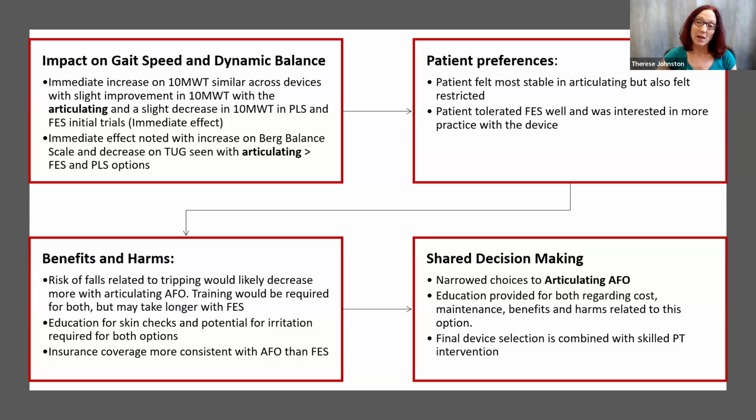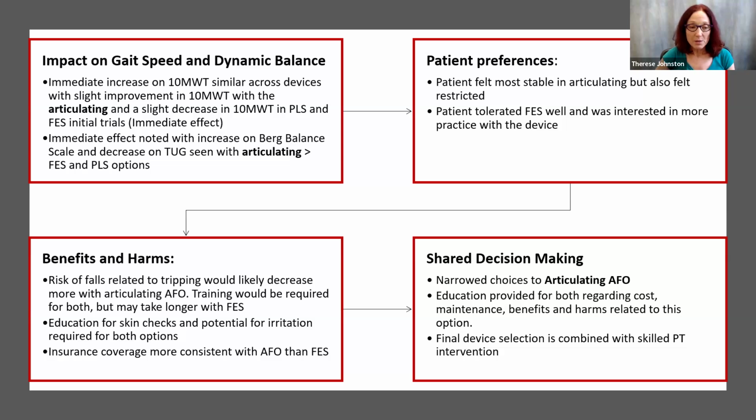With the articulating AFO, we're more likely to have greater effect on the falls risks. We would need training with all of the devices. It may take longer with FES. The literature shows added training is needed, longer periods of training before we can truly assess the outcomes of that device.